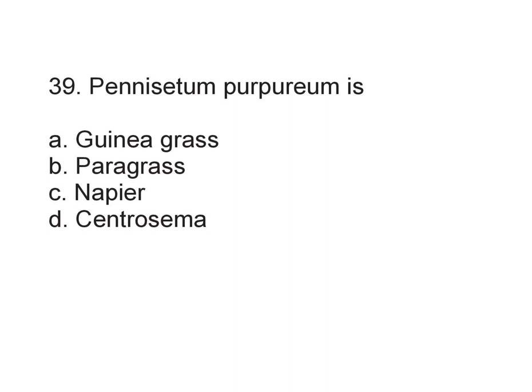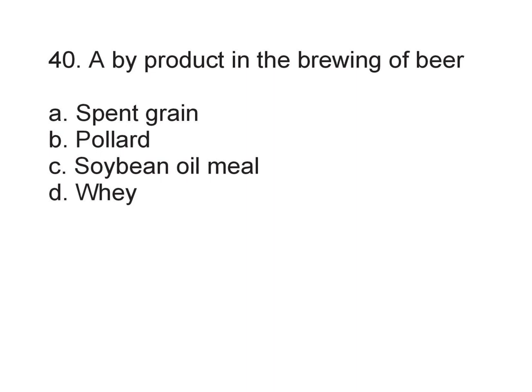Number 39. Pennisetum purpureum is A. Guinea grass, B. Paragrass, C. Napier, D. Centrosema. The answer is Napier.